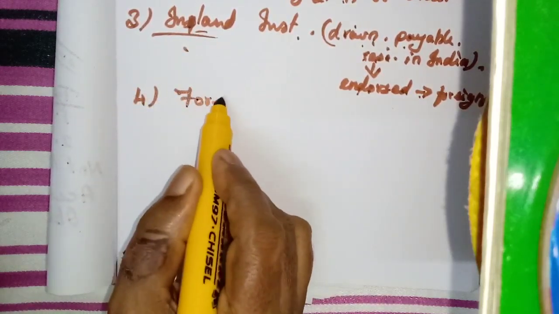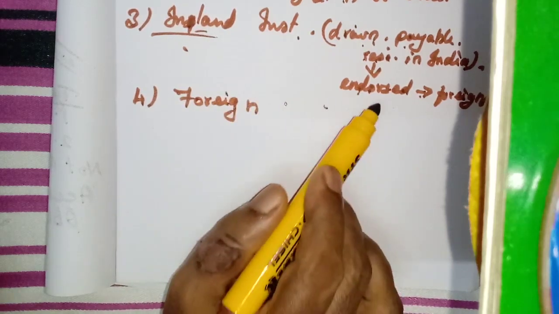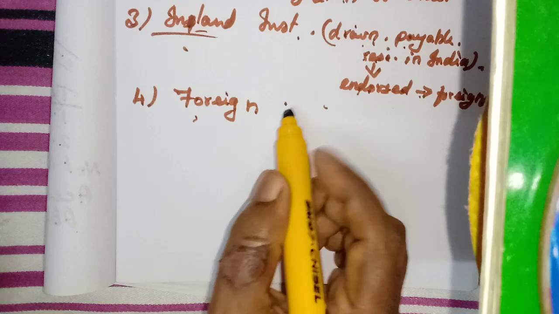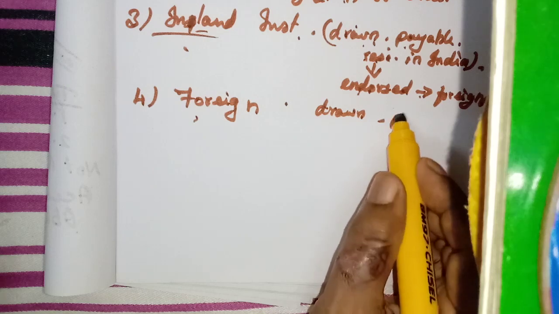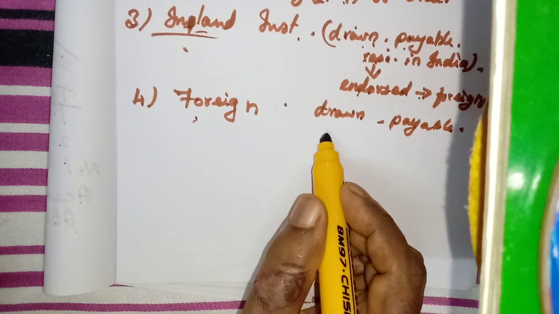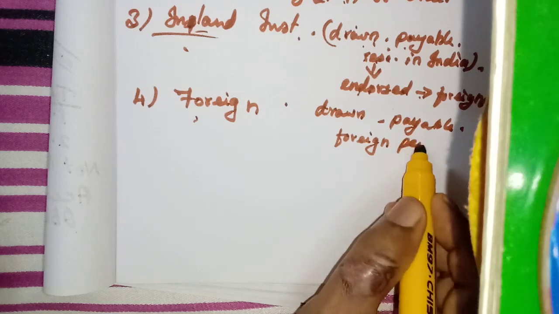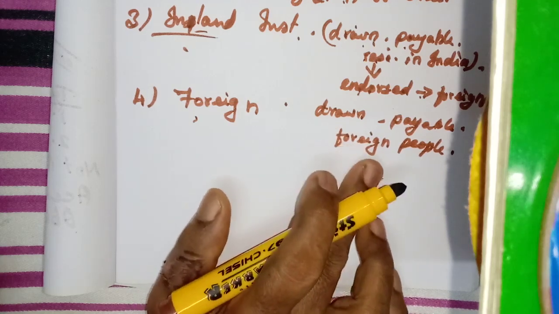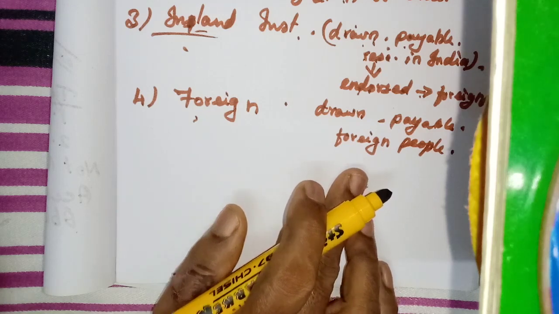Then foreign instrument. Here we can say an instrument which is not an inland instrument is called a foreign instrument. So what is the meaning? It will be drawn outside India, or it will be payable outside India, or it will be drawn upon foreign citizens, foreign people, that means the people who are outside India.